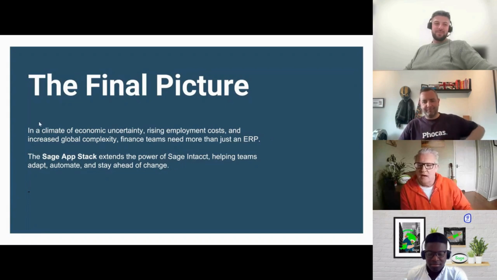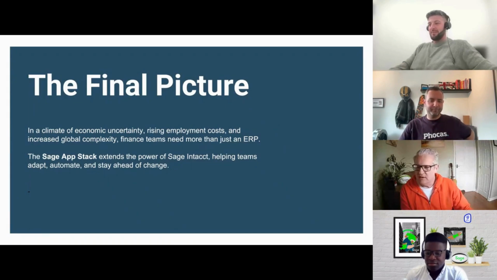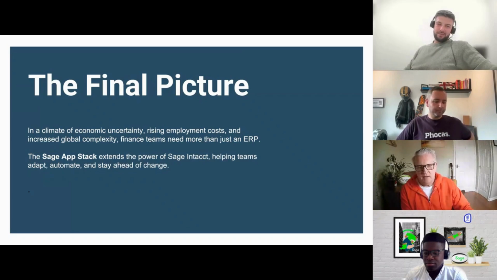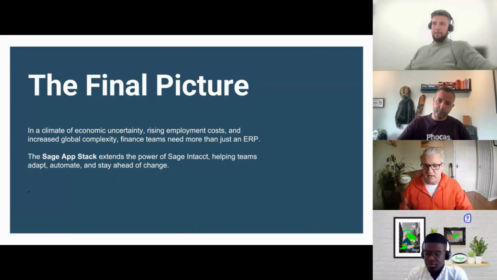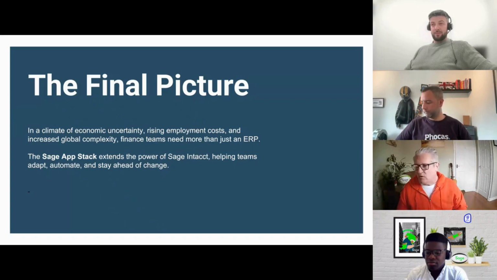Perfect. I think we're heading for more change. The tariffs and counter tariffs, the rise of AI, which affects all of us, and there are many things out there that are going to cause change. Some of those things are going to affect employment, and obviously that affects global complexity. So it isn't just an ERP. You're absolutely right, and we are all.